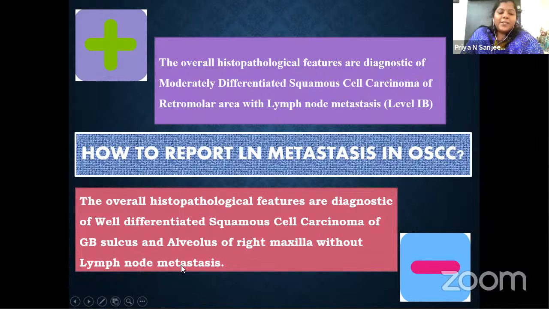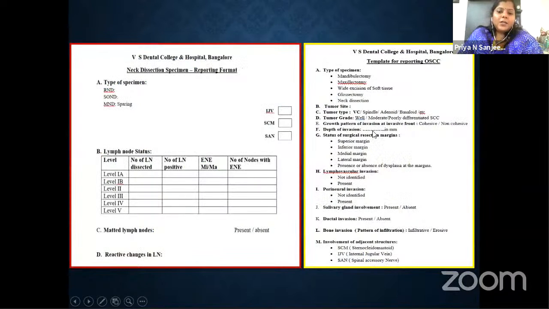If there is no metastasis, lymph node without metastasis, the grade and the site have to be mentioned. So this is the format or template that we follow in our institution. The type of specimen, what type of specimen is it, tumor site, focality can also be mentioned, and tumor type, tumor grade, growth patterns, depth of invasion, the status of the surgical margin, lymphovascular, perineural invasion, salivary gland involvement, ductal invasion, involvement of the adjacent structures.